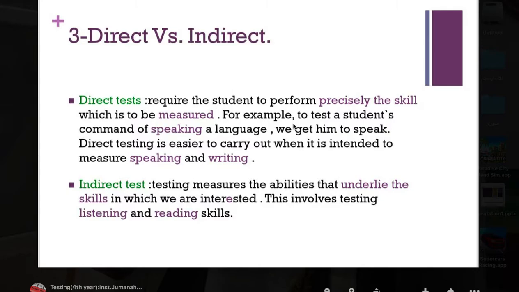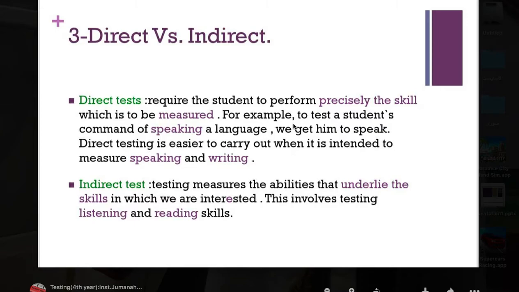So, direct testing or assessment is intended to measure the productive skills of speaking and writing, because you have productive skills and receptive skills. Receptive, listening and reading. On the other hand, with listening and reading, which are receptive, students are not only required to listen or read, but also to show what they listened to or read.